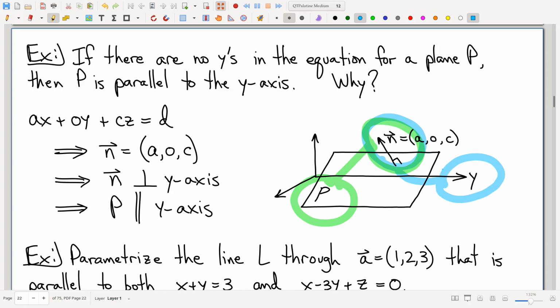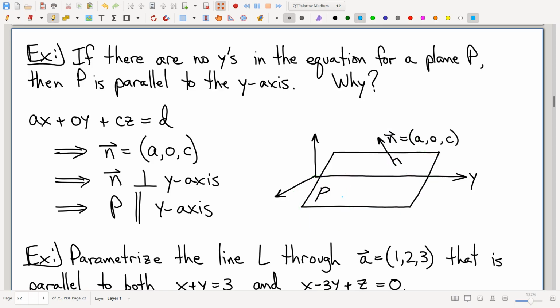Everybody see that? This is a geometric appeal. By the way, there are going to be a lot of geometric appeals in this class. Geometry is just hard to avoid in multivariable calculus. So, yeah, nice conclusion then. We get the parallelness that we need. Okay. All right, here's an exercise.